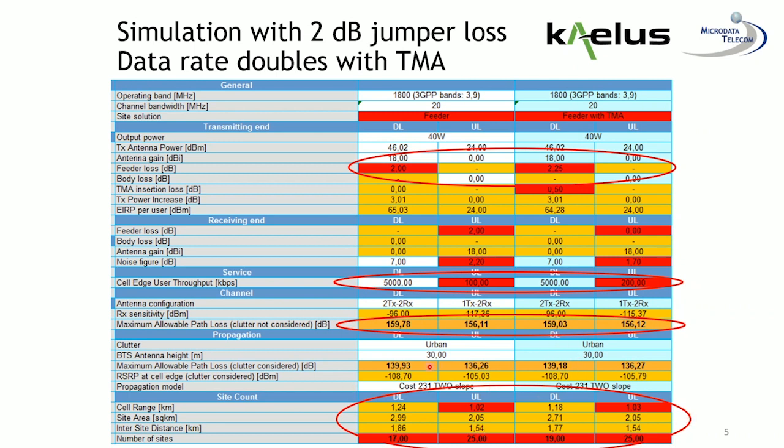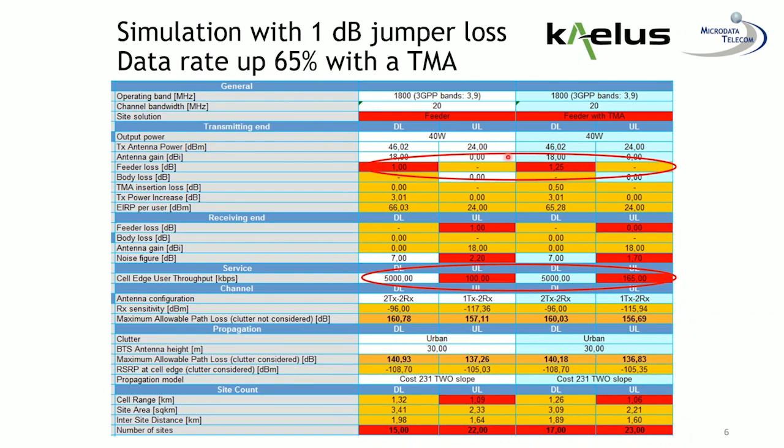Below, we can see, if we want to see it in numbers of base stations needed, number of sites, or ranges, etc. And we can see that the uplink with the TMA at twice the data rate is actually 10 meters longer than without the TMA.